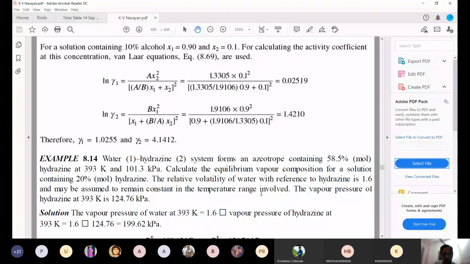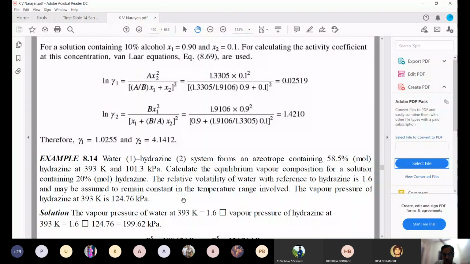So here which is the more volatile component and which is the less volatile component? Water is more volatile. Yes, sir. It says relative volatility of water with reference to hydrogen. That means water is in the numerator, hydrogen is in the denominator. So alpha is given as 1.6 equal to P1S upon P2S, right? And vapor pressure of hydrogen, that is P2S, is given as 124.76.